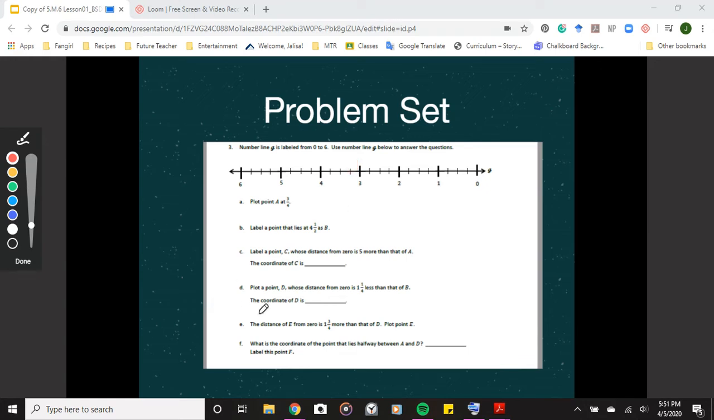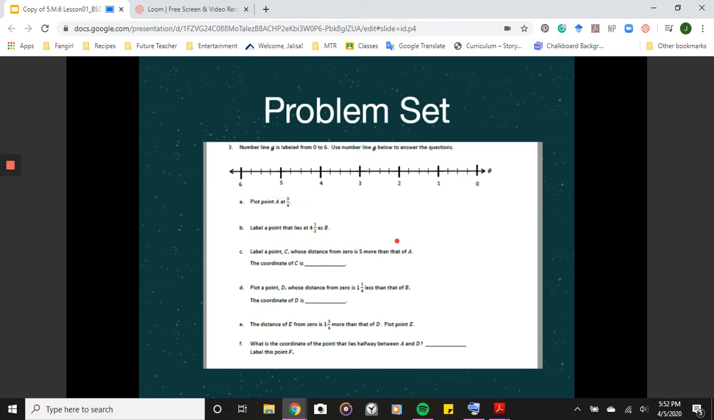All right, let's look at E. It says the distance of E from 0 is 1 3/4 more than that of D. Plot point E. Whew, they're requiring a lot of work of us. But this one is adding because it says more than. All right, we just plotted point D, which we already said was 3 1/4. And now we're going to add 1 3/4 to get where point E is going to be. So go ahead and add these two together and figure out where point E is going to be.